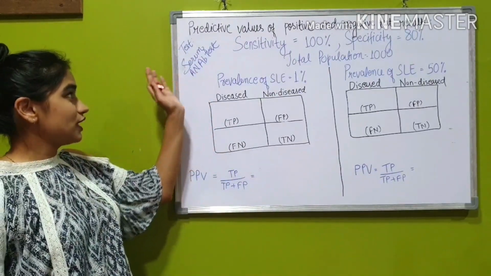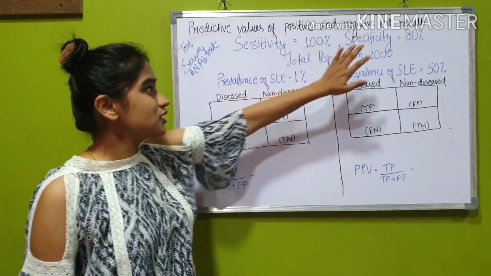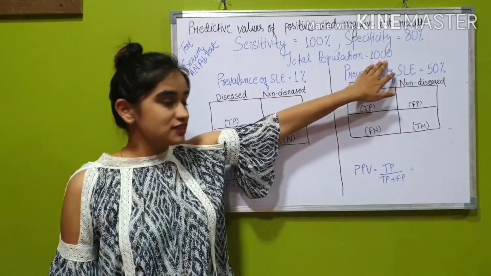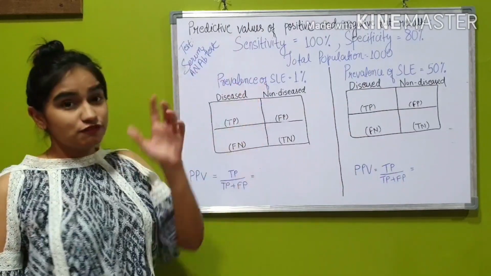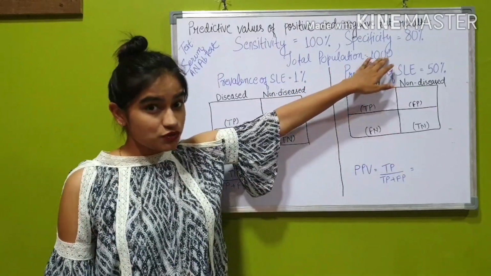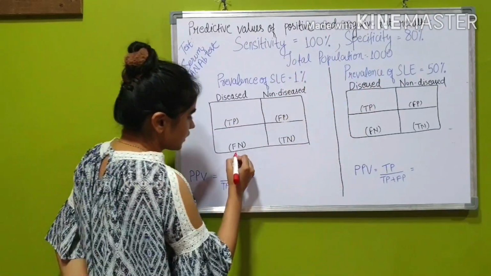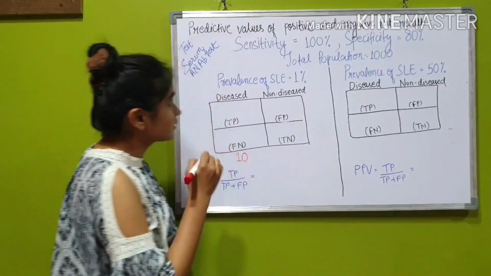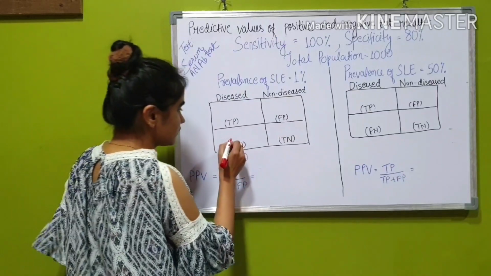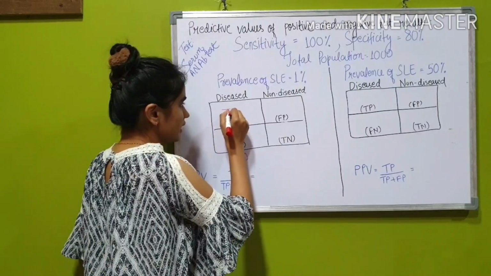Given an example of a test, that's serum antinuclear antibody test. The sensitivity of this test is 100%, specificity is 80%, and the total number of people on which we are testing this is 1,000. So the prevalence in the first case is 1%. That means 1% out of 1,000 have SLE. That means they are diseased. So 1% of 1,000 comes out to be 10. And as it is mentioned that sensitivity of this test is 100%, that means there are no false negatives. So all of the 10 are truly positive. So this is 10.